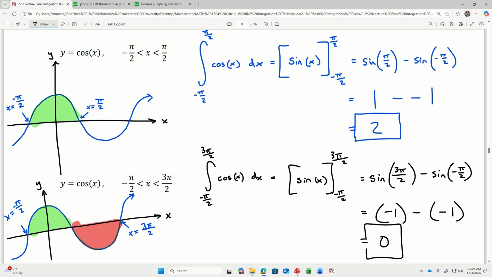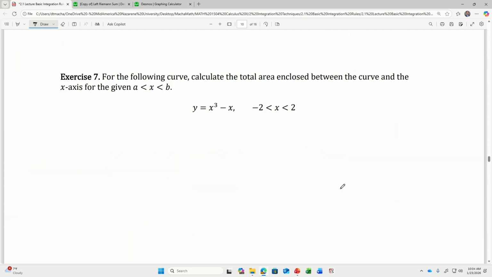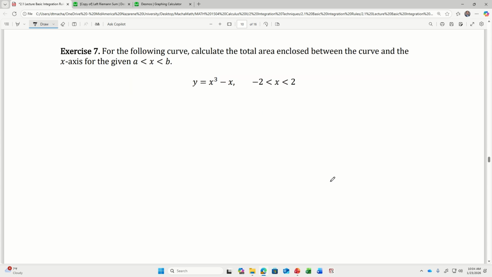So if I wanted the total area between the x-axis and this curve, what I should really do is take this green area and maybe just double it and say that the total area has to be 4 because the red area is the same as the green area. And so the total area is actually 4 between the x-axis and the curve. We'll come back to this example if we've got time.